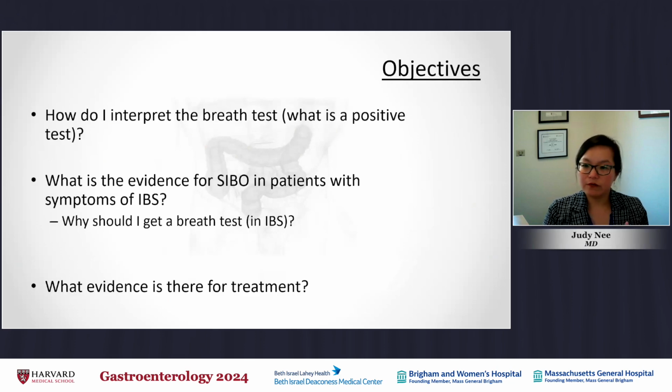So the construct of this talk is in three parts. The first is really talking about how do I interpret the breath test? If we send our patients out for breath tests and we receive a report back, we want to know, is this following the consensus guidelines that came out in 2017? And is this consistent with true SIBO? So exactly what is a positive test?